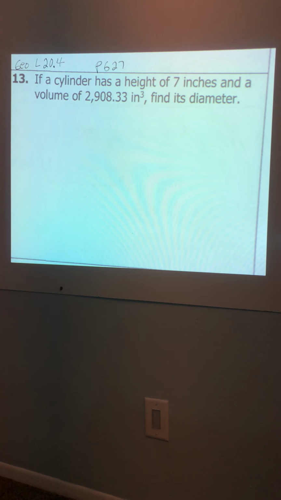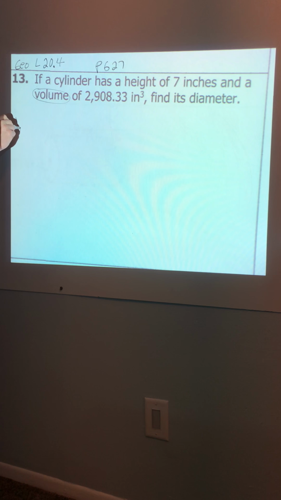Okay, I read you a story today. Yeah, this afternoon, let me read you a story. If a cylinder has a height of 7 inches and a volume of 2,908.33 inches cubed, find its diameter. Okay, well, a couple things. Right away, go volume.